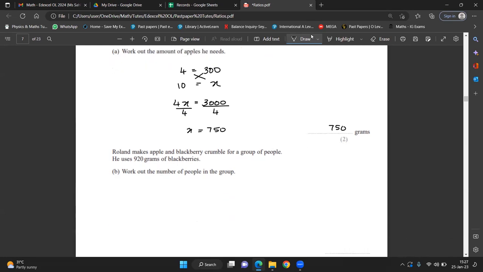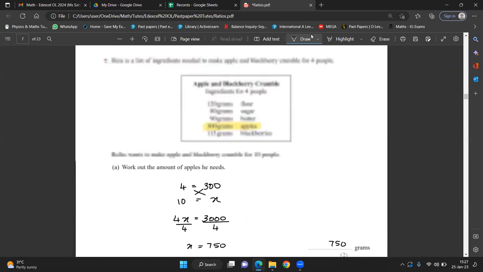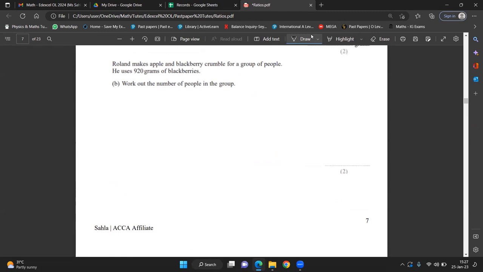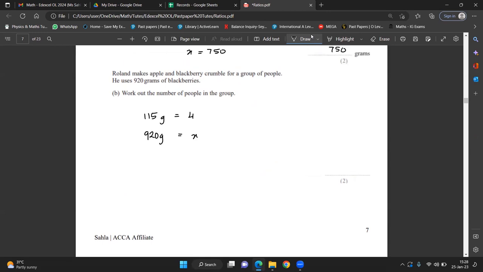Right. Roland makes apple and blackberry crumble for a group of people. He uses 920 grams of blackberries. Now, from the ingredient list, we are going to look at which part? Blackberries only, right? 115 grams is for four people. Then 920 grams is for X people. When you do cross multiplication, what do you get?